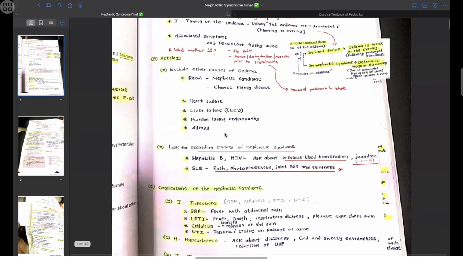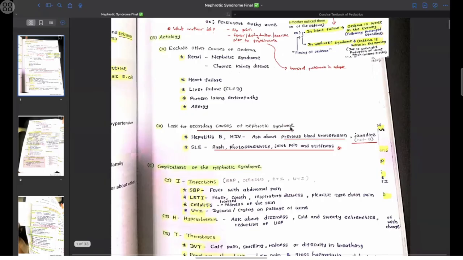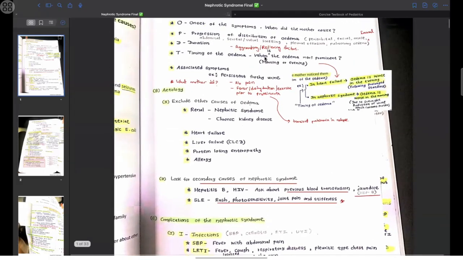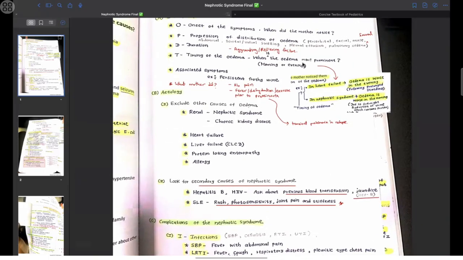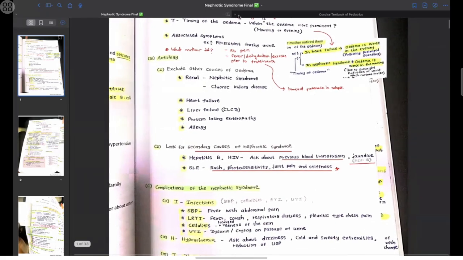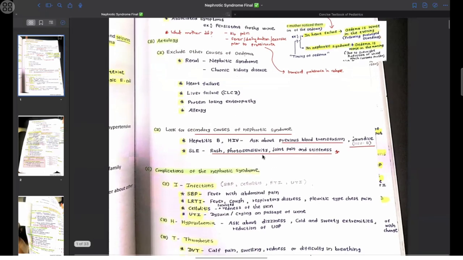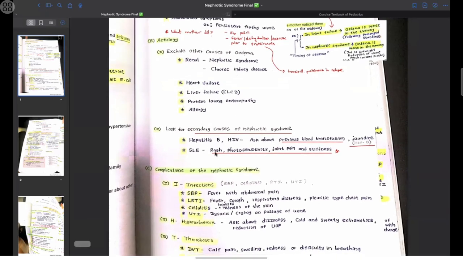Then other causes of nephrotic syndrome. So now you have asked about the edema and how the edema progressed. You have come up with whether this is mostly renal or CVS. You have asked other causes of edema and brought down your differential diagnosis. And now, since you're most likely sure that this is nephrotic syndrome, within nephrotic syndrome you're asking for these things depending on what the cause could be.